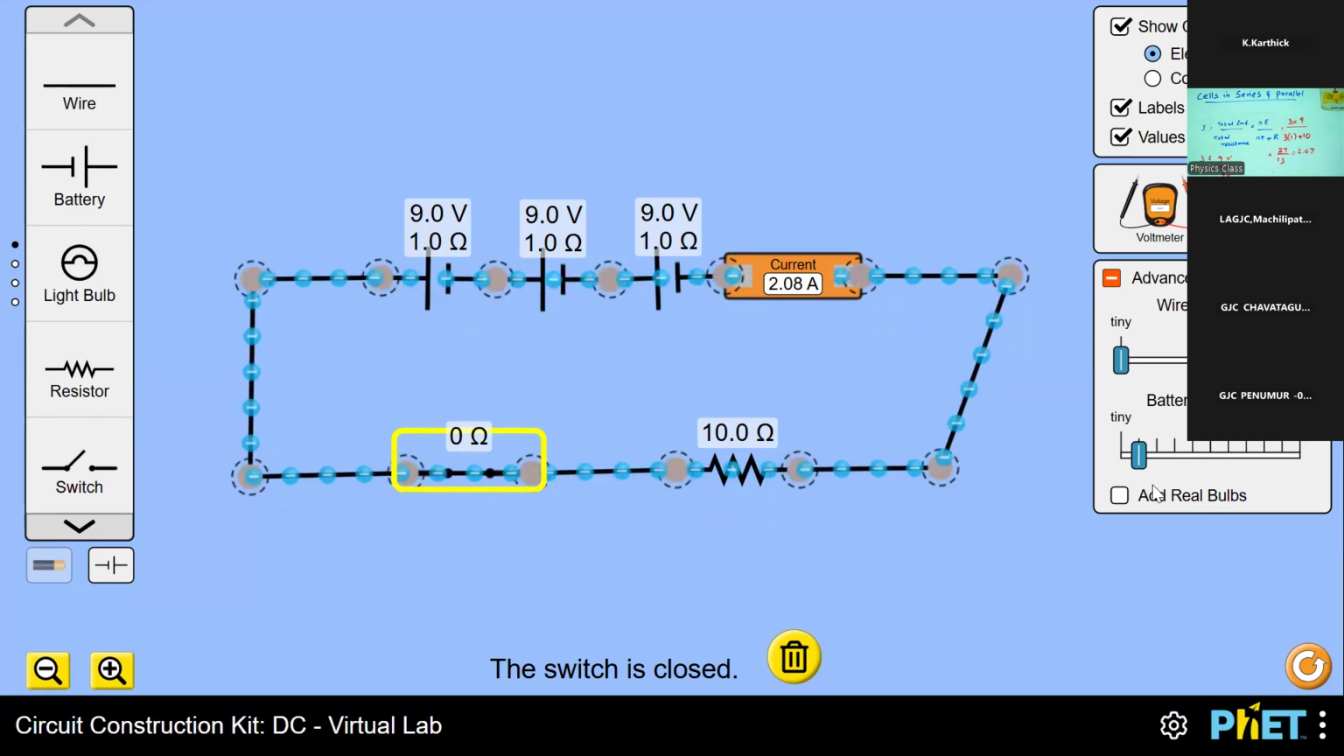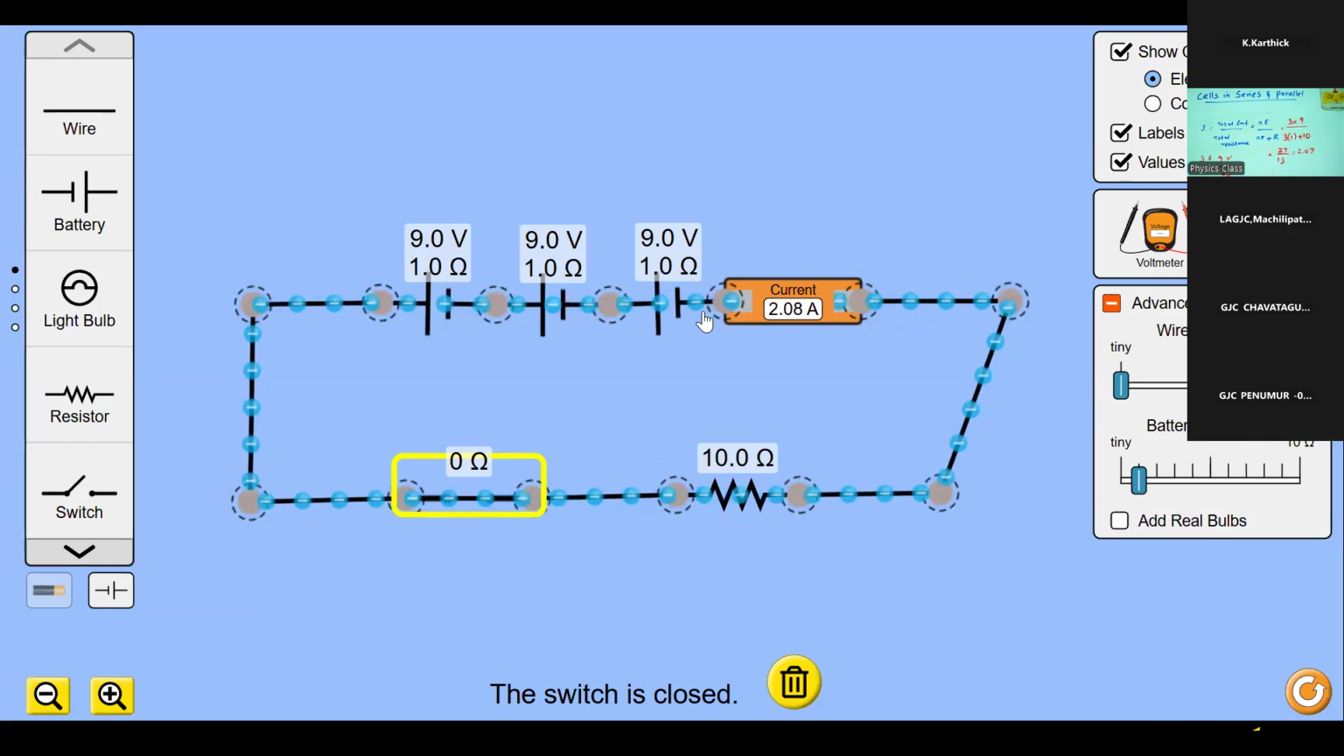So you can see that 1, 1, 1, 3 internal resistance. So 3 into 1, 3 plus external resistance 10. So 9, 9, 9, 27. 27 by 13. We can get 2.07. Yeah, so here you can see that 2.08.